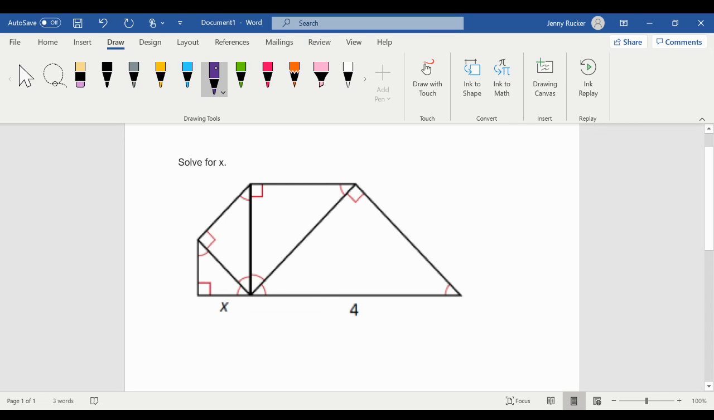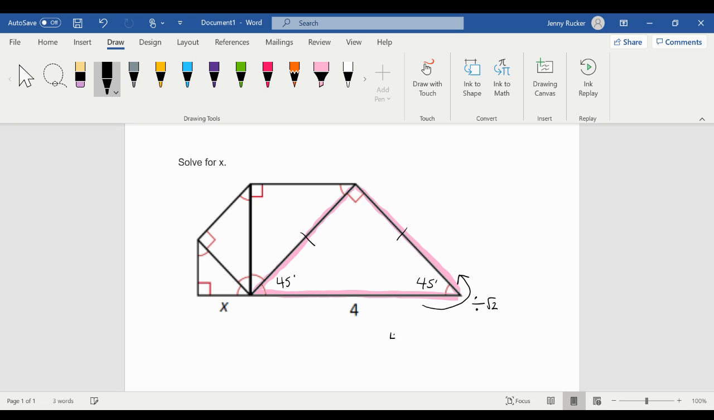To solve for x, we need to start in the triangle that we know the side length on and we know the angle measures. We can see in this big triangle on the right that this is a 45-45-90 triangle. Therefore, these legs are congruent. So we'll go from the hypotenuse to the leg and we'll divide by the square root of 2.